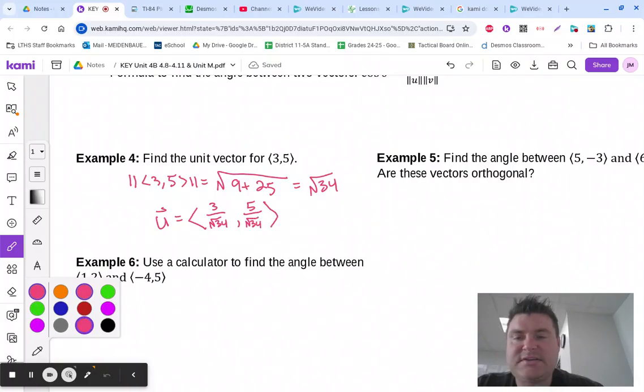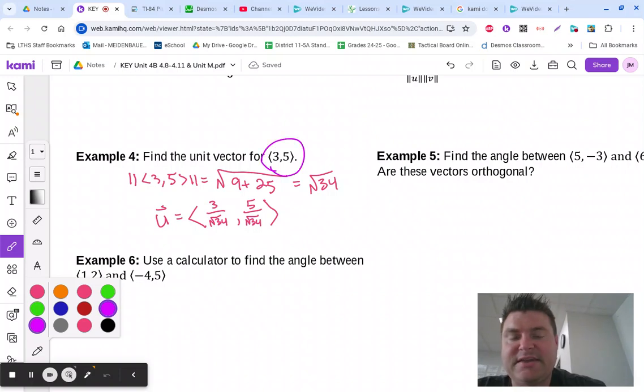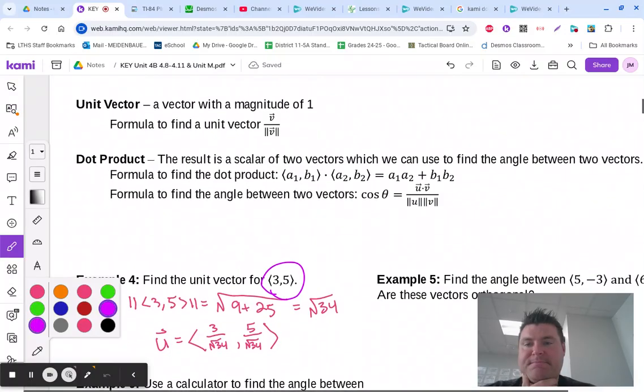And that gives us a unit vector. So this is how to manipulate the length of a vector. Now, if I wanted this vector right here to have a length of 2, I would just take the unit vector and multiply it by 2. So the unit vectors are important so that we can manipulate what we want the length of a vector to be. Okay.